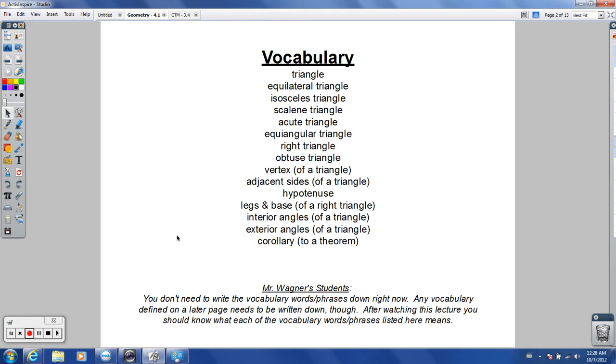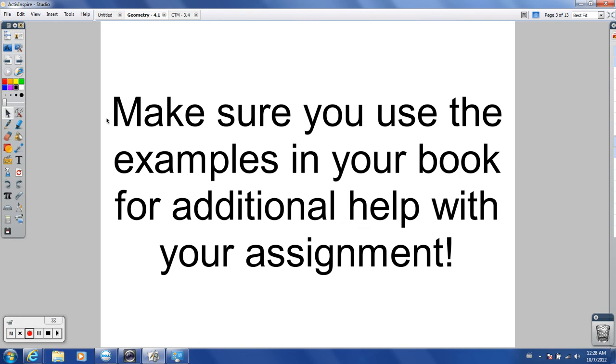So just read this note down here. You don't have to write all these down right now, but you should know all those by the time you're done. And as always, make sure you're using the extra examples in your book. There's a lot of extra examples in the book that can help. I'm going through a few of them here together with you as well.